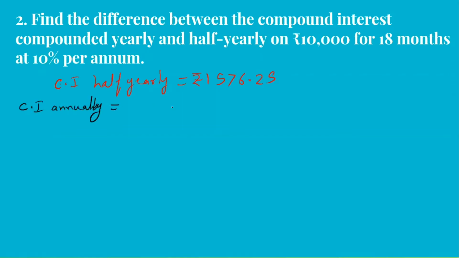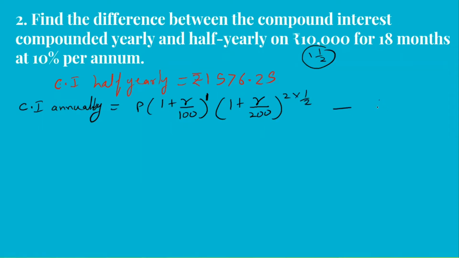We have the formula P(1 + R/100)^1. This is for 1 year. So the period is 1.5 years, since 18 months is 1.5 years. And for the other half year, since it is 6 months, it becomes (1 + R/200)^(2 × 1/2). Right? And minus, this is your amount, and minus principal.